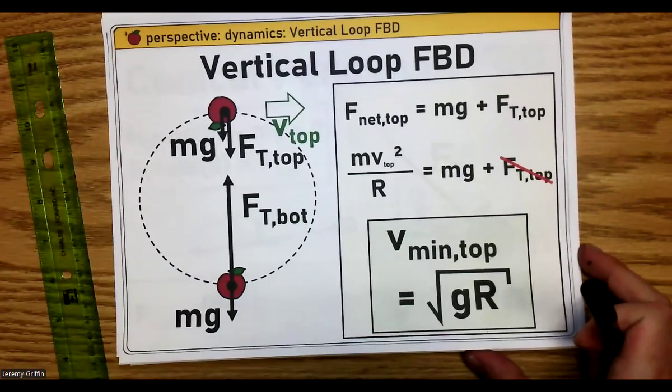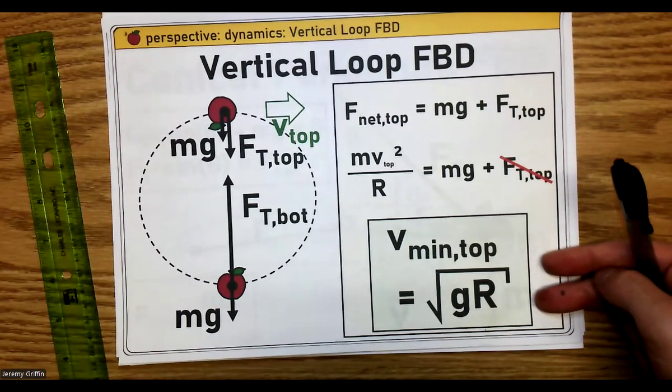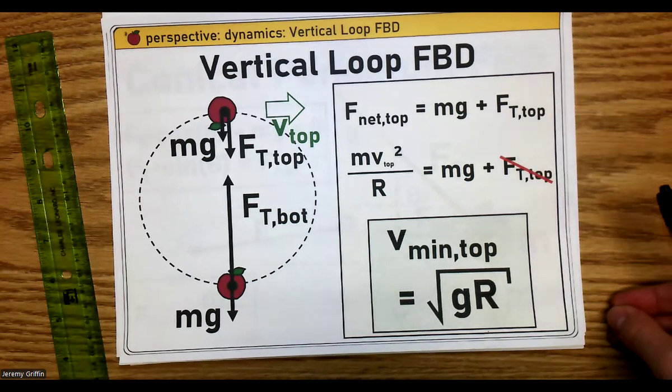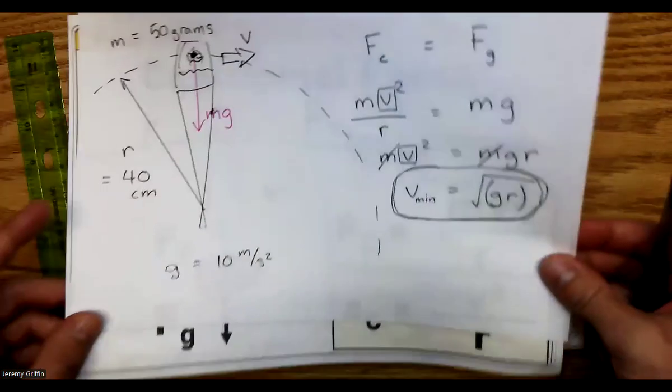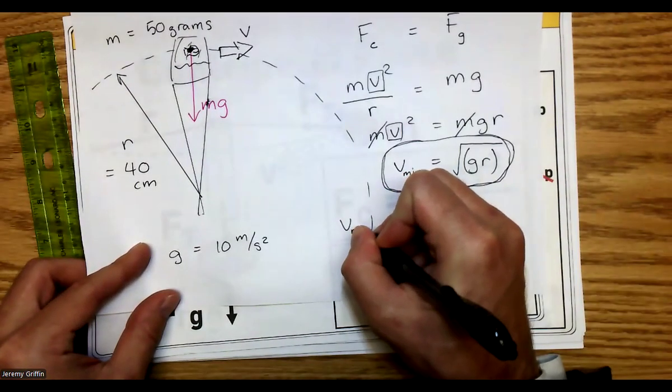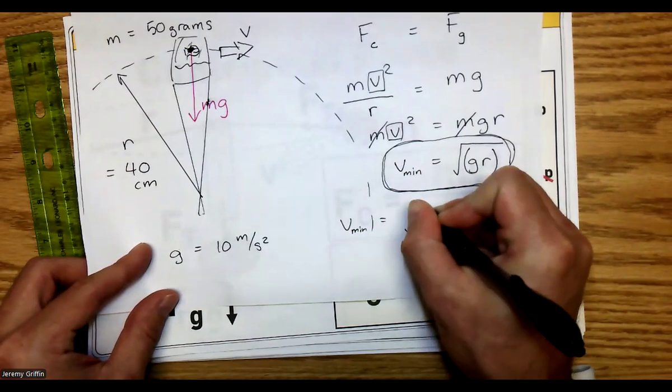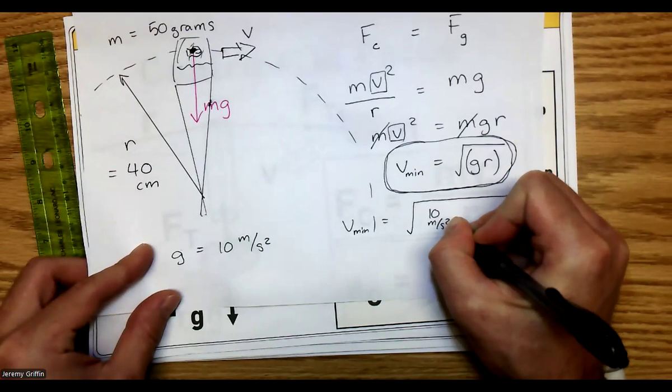Hey! That's the part I was covering up. That's that right there. Look at that. Square root gr. I just went ahead and solved it right here. Same thing. Let's plug in some numbers. So v minimum equals square root of gr. Okay, we got 10 meters per second squared for g.